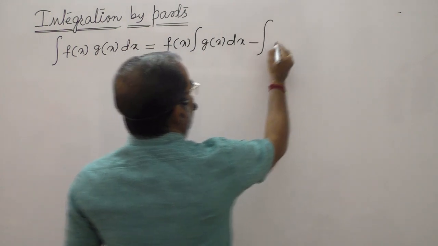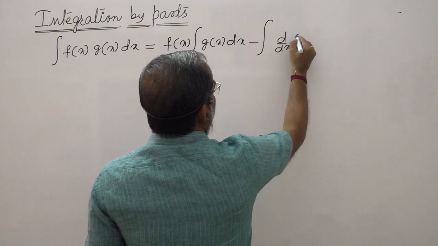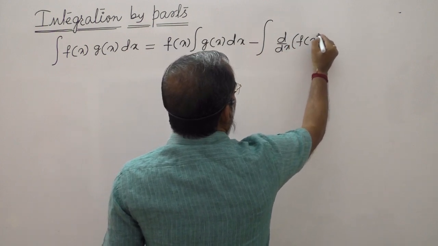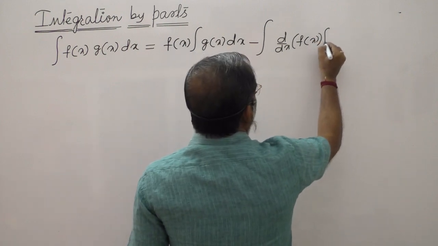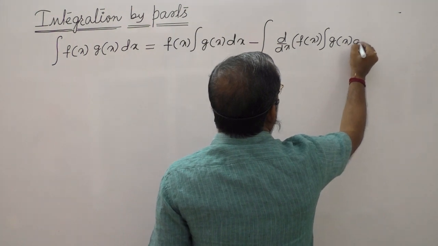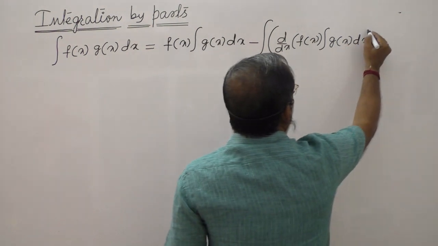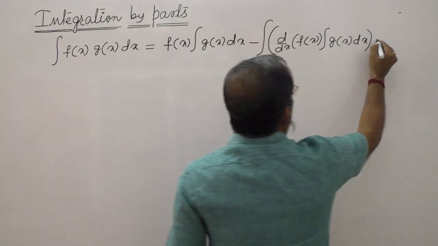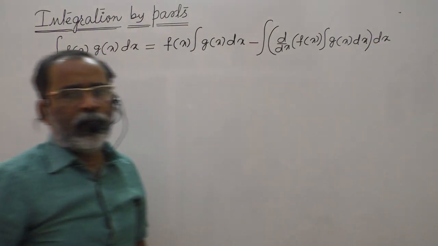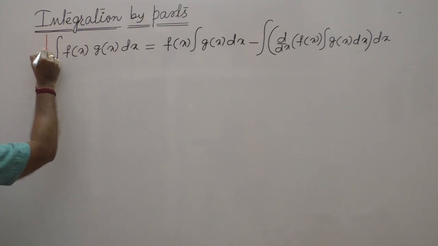minus integral of d by dx, d by dx means derivative, d by dx of f of x into integral g of x dx. For this entire product, again we have an integral, therefore into dx. Yes, this is the integration by parts rule.